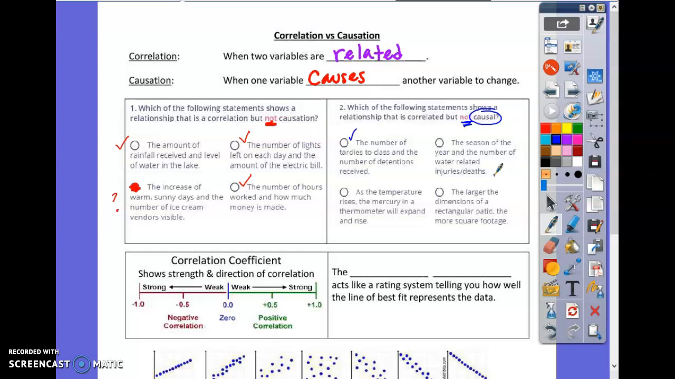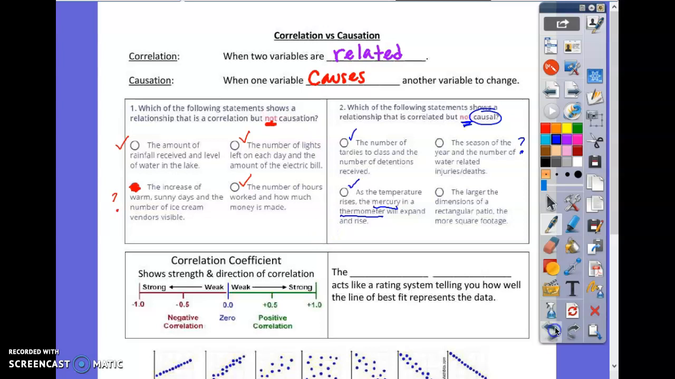What if there's no water? There's no lakes by where you live, right? So let's put a question mark because maybe, maybe not. As the temperature rises, the mercury in the thermometer will expand and rise. Remember, mercury is the stuff inside the thermometer. So if it gets hotter, does the stuff inside get higher? Yes. And when it gets colder, does the mercury get lower? Yes. So this is true. Here's my thermometer. When it gets hotter, the thermometer rises.